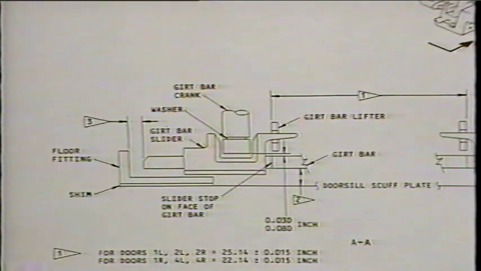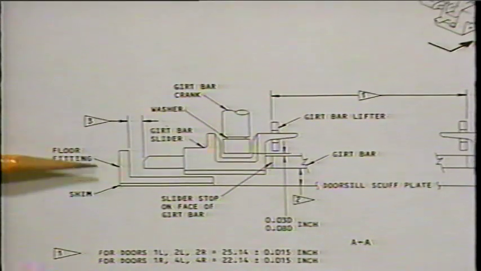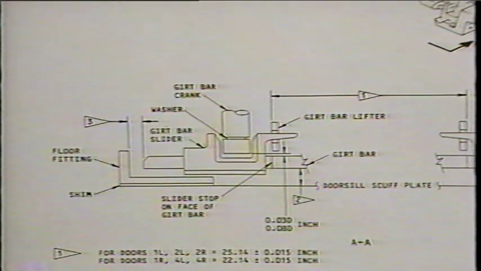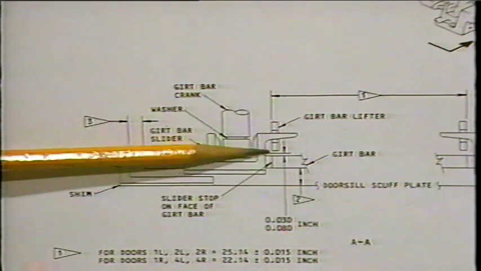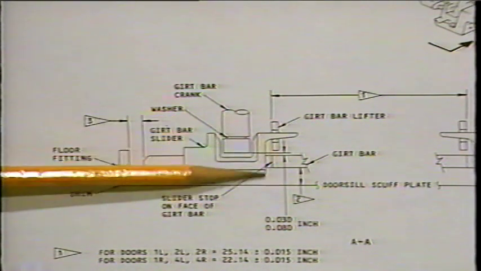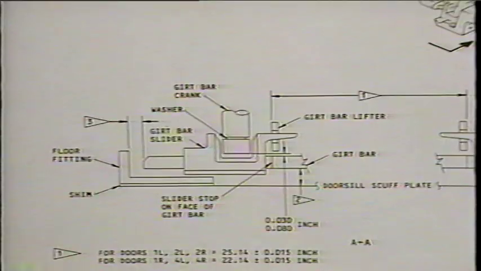Check the overlap of the girt bar sliders and floor fittings. The gaps between the girt bar and the floor fitting should be approximately equal at each end of the girt bar. Gap tolerance should be within 3/100ths minimum to 9/100ths maximum. To adjust the spacing of the girt bar lifters, center the girt bar between the floor fittings. The faces of the girt bar lifters should line up with the slider stop faces on the girt bar. The dimension between the faces of the girt bar lifters should be per maintenance manual. These adjustments are made at the same time as the adjustments to the girt bar crank push rods.